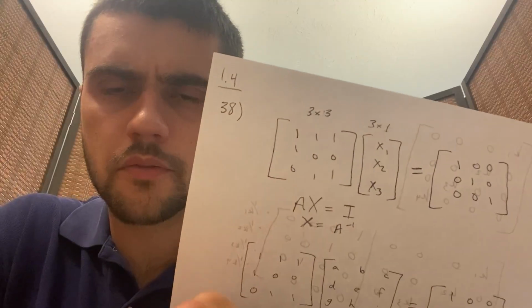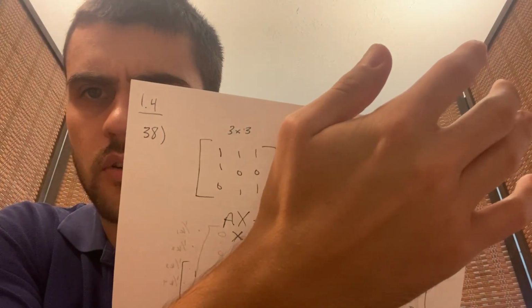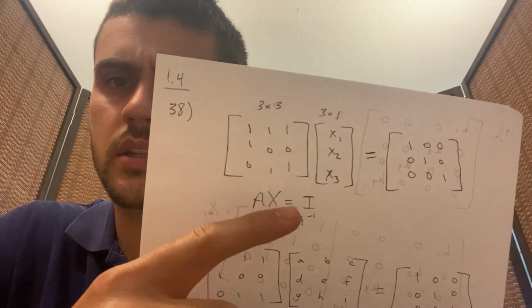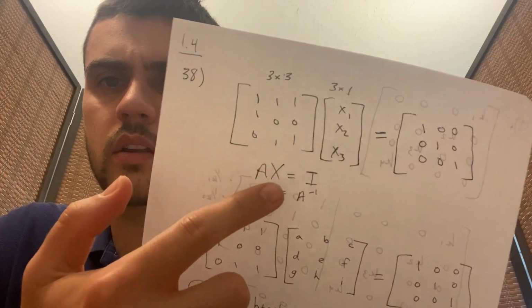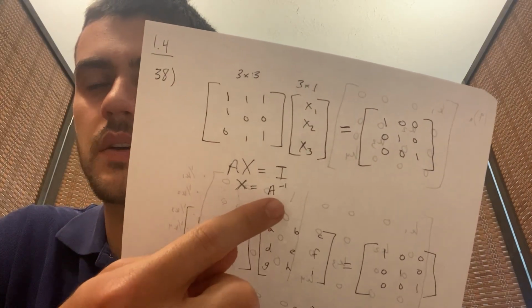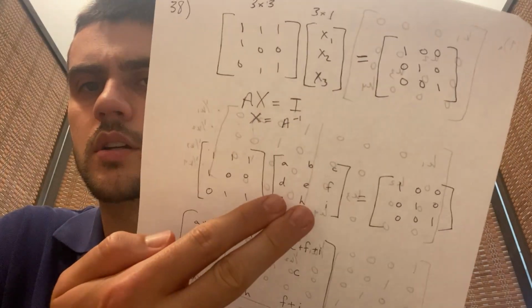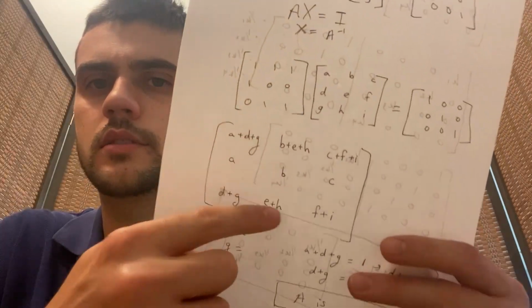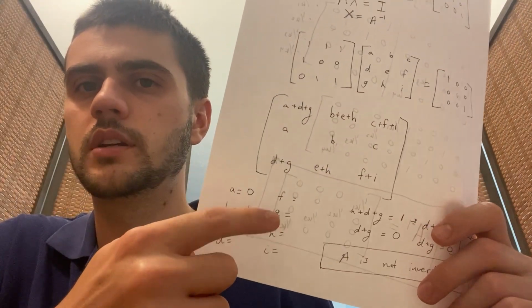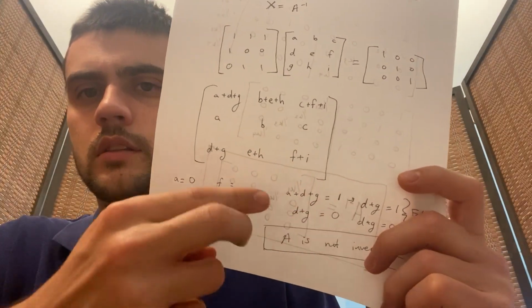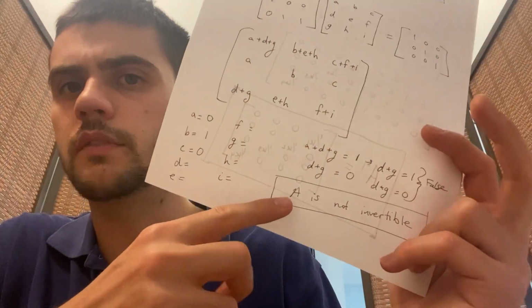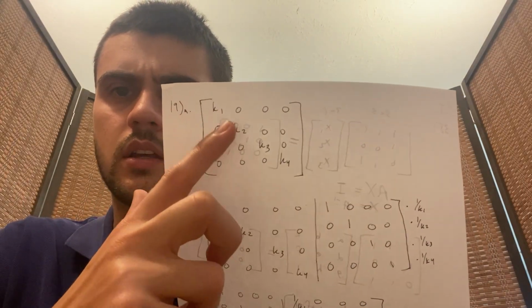Okay, we did two problems. One was from 1.4: determine if this matrix is invertible, and if so, what is its inverse, by solving AX equals I. If we multiply both sides by the inverse of A, then X equals the inverse of A. So we put in a bunch of unknowns, multiply out, and start to solve for each of these entries, and quickly reach an invalid mathematical statement, so I believe that means A is not invertible. It is singular.